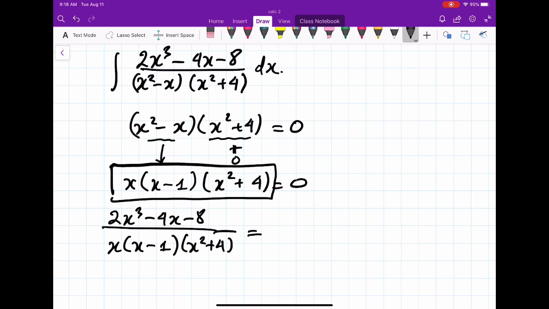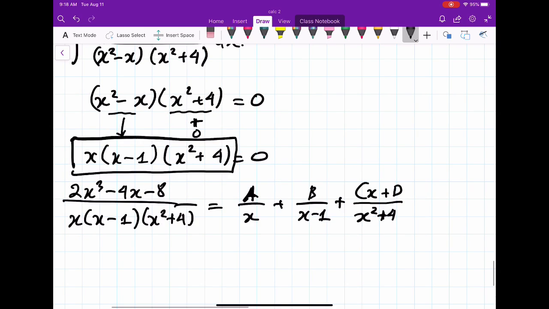I can write it as a over x plus b over x minus 1 plus cx plus d over x squared plus 4. Okay, why do we have cx plus d in here, right? In the previous example, we don't have cx plus d. We have this because x squared plus 4 is already prime. You cannot factor that out.